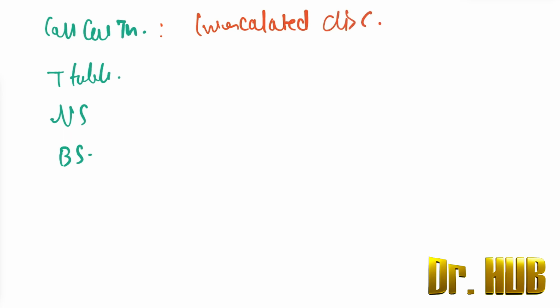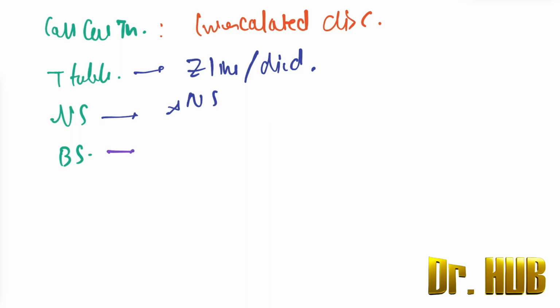Next, in terms of the T-tubule, there is a Z line or the dyad. And the nerve supply is by the ANS, that is the autonomic nervous system. Whereas firstly, when we saw the skeletal, it is the somatic nervous system. So how is the blood supply? The blood supply, as it is concerned with the heart, is going to be abundant.